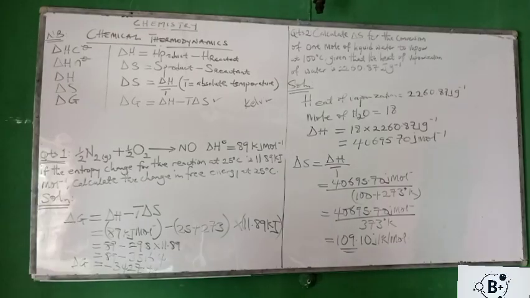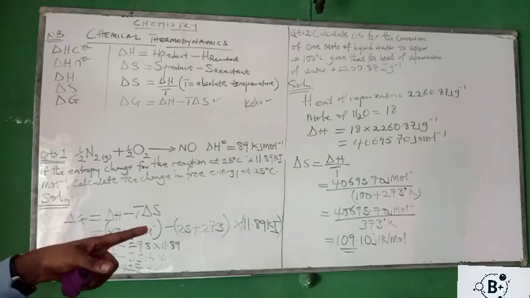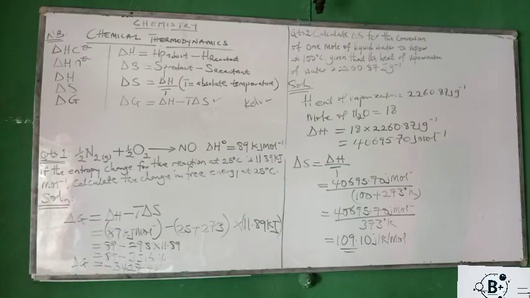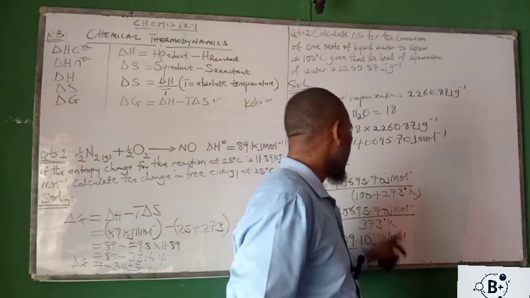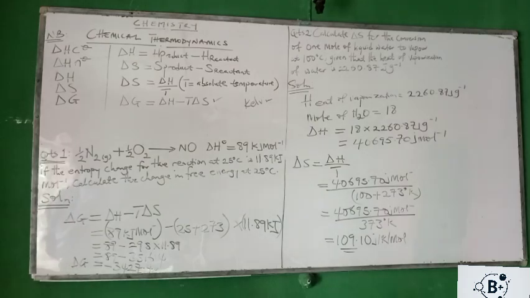So the change in entropy is 109.10 joules per Kelvin per mole. So we are relating the temperature to it. So that will be the final answer to that.